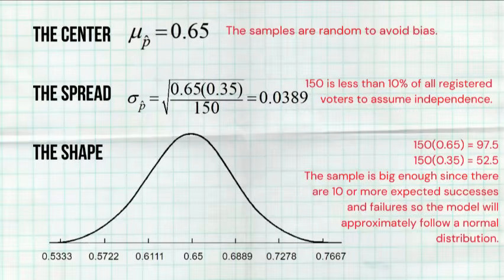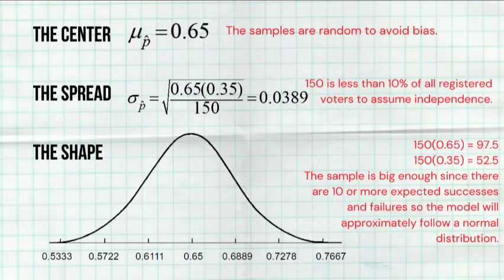First, we need the center. The mean of all the p hats is going to be the truth. As long as it's unbiased, we should see that center of 65%, or 0.65. Now, some samples are going to be higher and some are going to be lower, so of course there is a spread. The standard deviation is going to be the square root of 0.65 times 0.35 divided by the sample size of 150, and we get 0.0389. That's as long as 150 is assumed to be under 10% of all registered voters in the city, so we have independence.